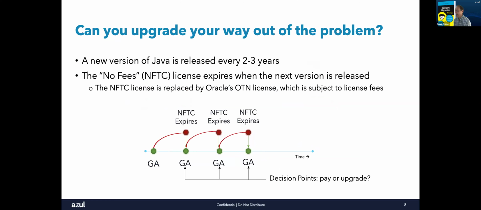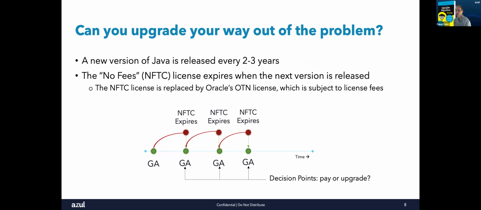So can you upgrade your way out of these problems? Let's look first at some of the license costs. So we know that Java is released every couple of years and the license gets swapped out every 3 years. So it's possible to get on a cadence where you just upgrade every 2 to 3 years and maintain yourself on that no fees terms and conditions license that has no costs associated with it. That means you never have to pay Oracle a dime, and you can continue to use the Oracle Java without having to worry about the opportunity costs that may come with it.